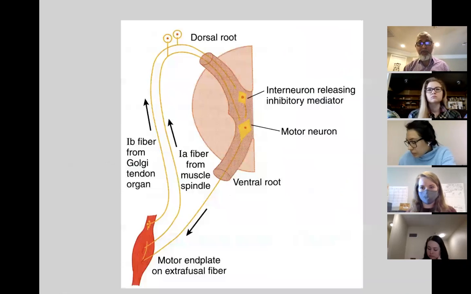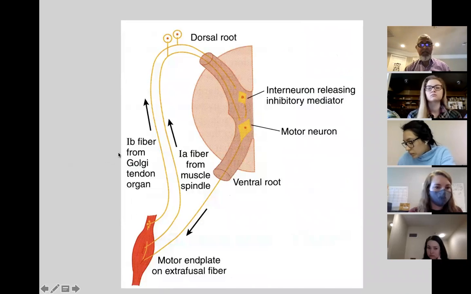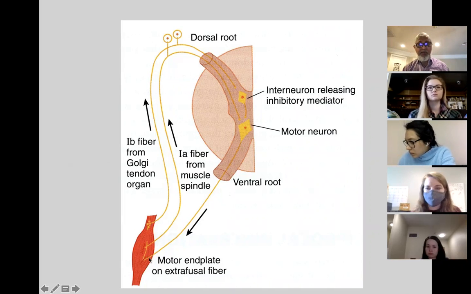Okay. Now let me show you this one. This one is a good example. So this is the whole muscle, right? And this is the tendon here. This is the motor fiber coming to the muscle, the muscle's main motor fiber. It should not stop there. It should stop here, which is the extrafusal fiber. That will mainly cause the muscle contraction, right?